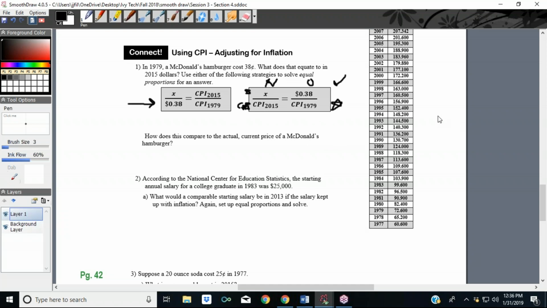So it says here that the hamburger costs 38 cents. So I'm going to do this one here. But we're not going to put CPI 2015 in. We're actually going to put the value in. So we don't know what the cost is. We're trying to find that out. And the CPI from 2015, we have to look it up in our table and then figure out what it is.